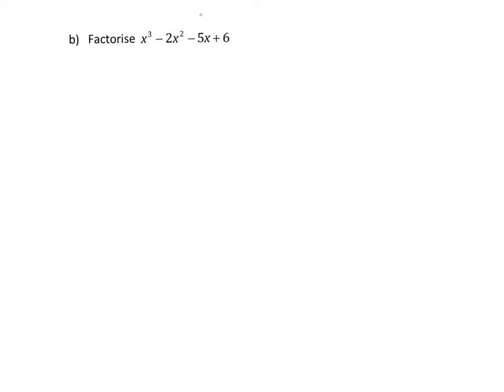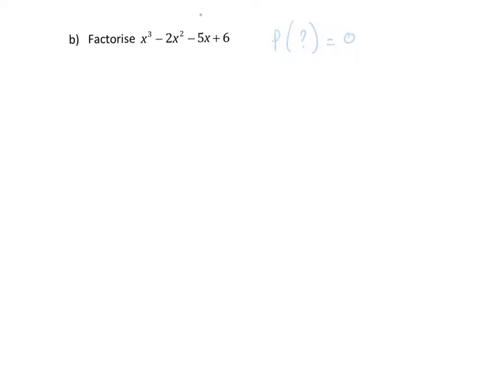All right, now with this example here, we're starting from absolute scratch. We're not even given a linear factor, yet we want to factorise a cubic. So we're going to start off exactly the same way. We're going to find an x value that when I substitute it in will give me 0. So p of something must equal 0.